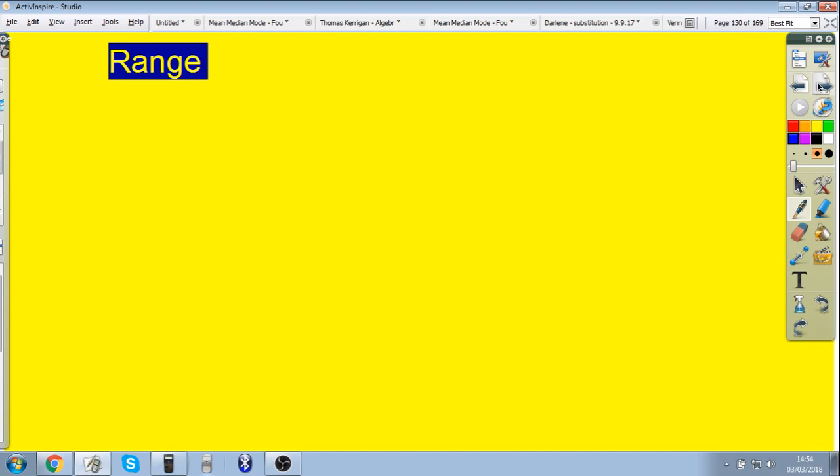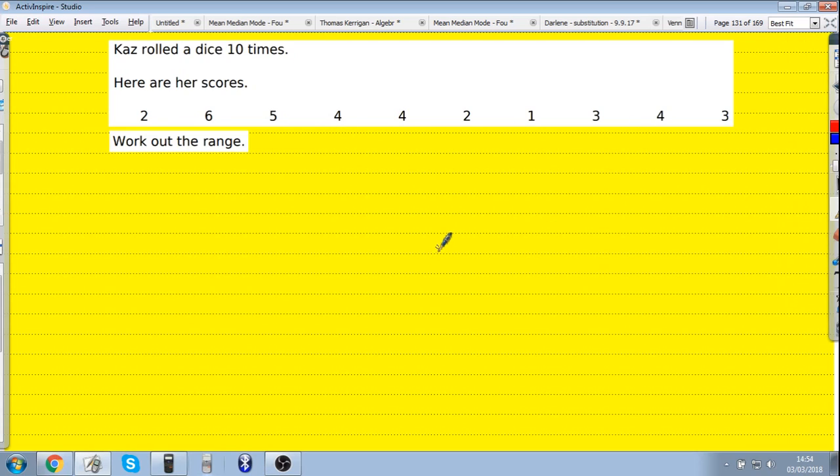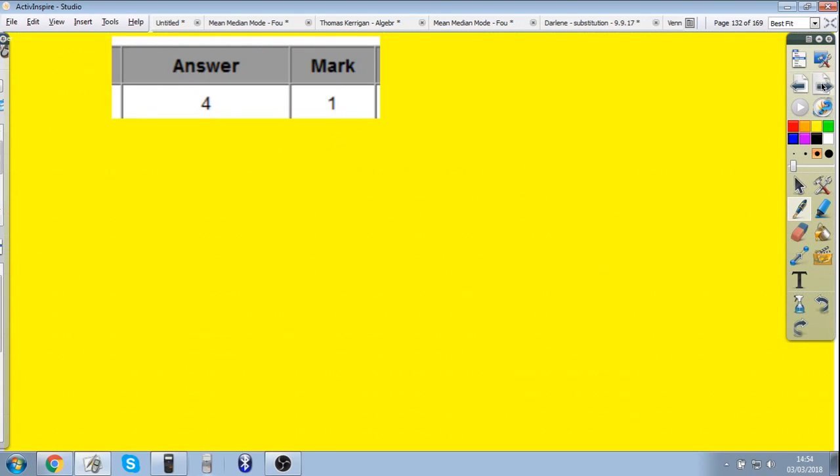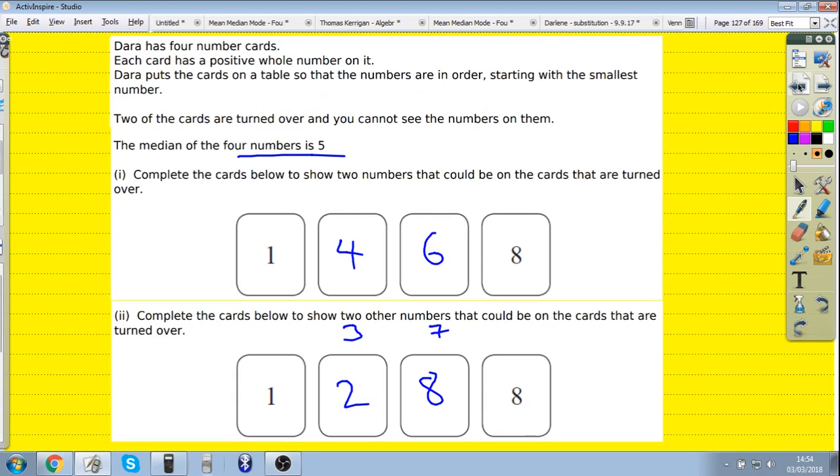So range. What is the range? How do you get range? Isn't it the difference between the biggest and the smallest number? Yeah. So that would be 6 minus 1, which would be 5. Okay. We'll leave range.